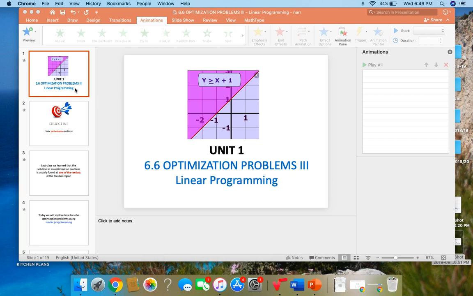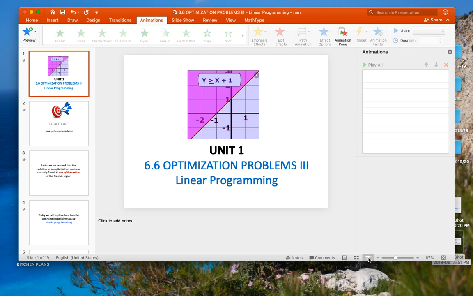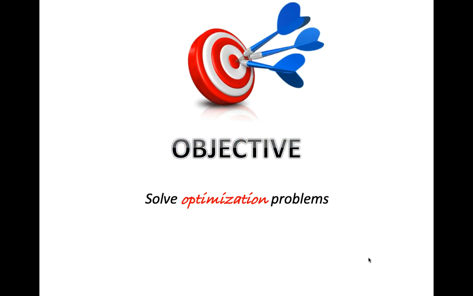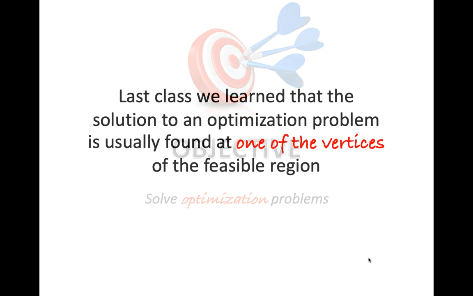We're going to be taking a look at lesson 6.6 in this particular video, once I get everything set up. This 6.6 is Optimization Problems Part 3, where we take a look at actually finding the solution straight through to the end of an optimization problem. And the title of this one is Linear Programming. The objective is just to be sure that you actually know how to find a solution to an optimization problem.